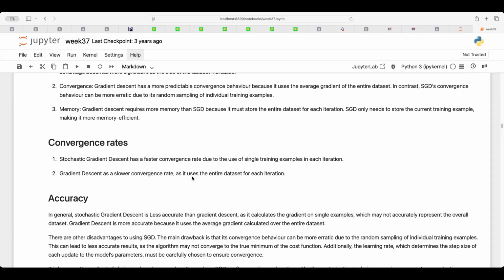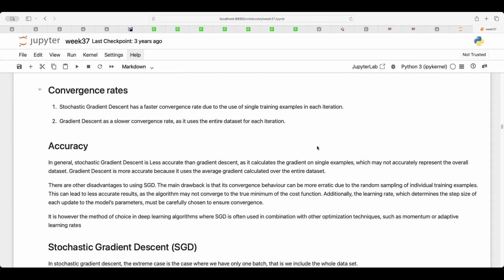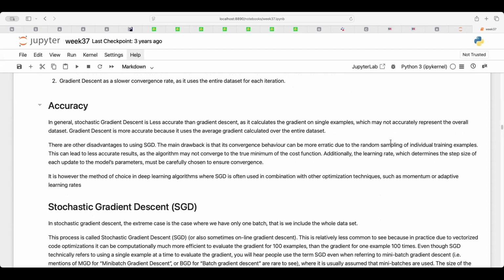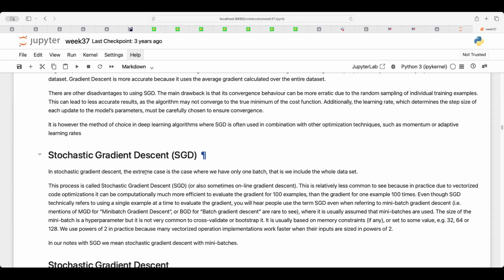Stochastic gradient descent normally has a faster convergence rate due to the use of a single training example. But as you will see, in general, stochastic gradient descent is less accurate than gradient descent, as it calculates the gradient on single examples, which may not accurately represent the overall data set. Gradient descent is more accurate, but the advantage here is actually when you move into larger data sets.